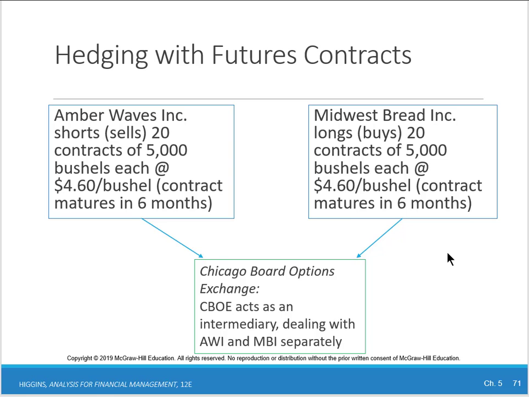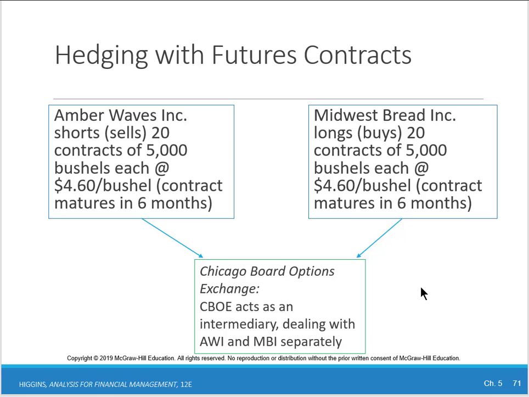In a futures contract, it is a standardized contract. In fact, Amber Waves and Midwest Bread don't even talk to each other. It's all taken care of through what's called the Chicago Board of Options Exchange. So they just go in the middle, right? So they arrange this contract between these two parties.